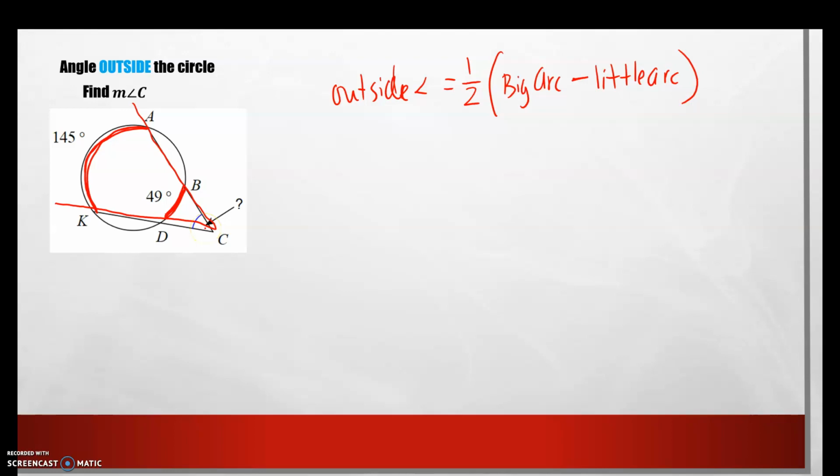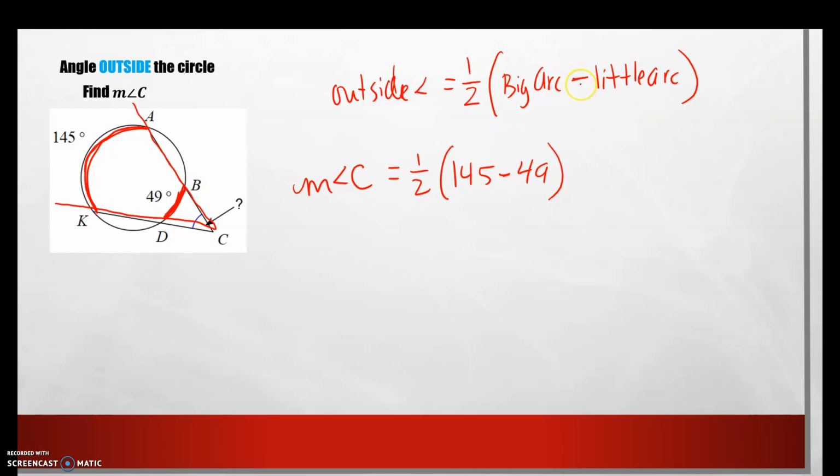So my outside angle, I know angle C is going to be equal to 1/2 of my big arc, which happens to be 145, minus the little arc, which is 49. So if you're an inside angle, you add. If you're an outside angle, we are going to subtract.